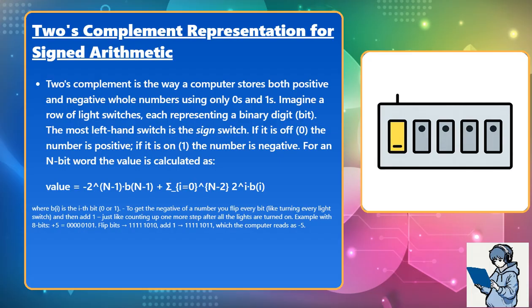Example with 8 bits: plus 5 equals 0000 0101. Flip bits becomes 1111 1010. Add 1 becomes 1111 1011, which the computer reads as -5. This system lets the same hardware, the ALU, add positive and negative numbers without any extra tricks.